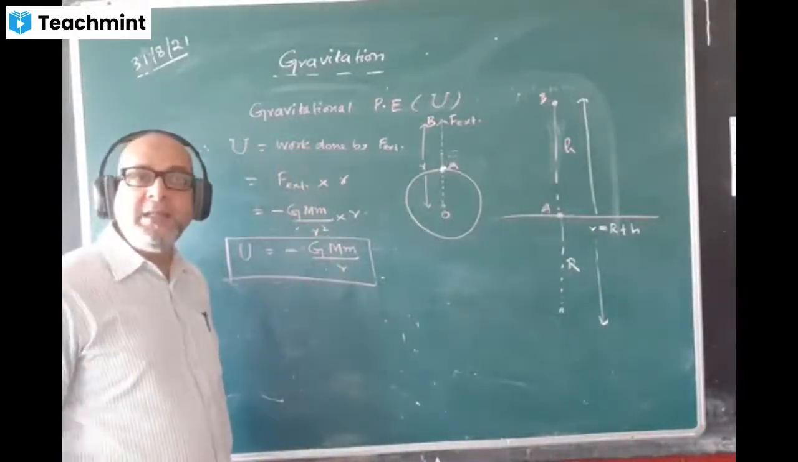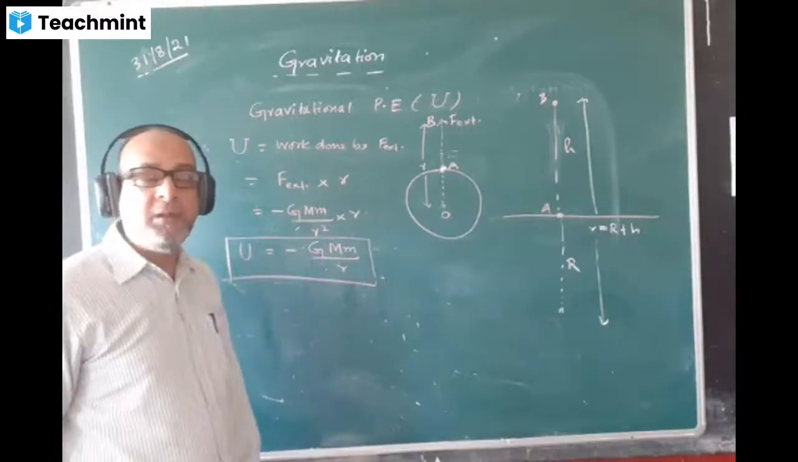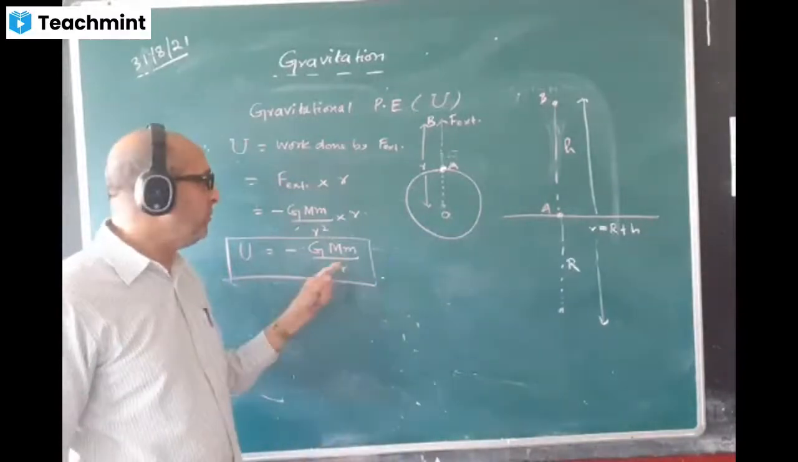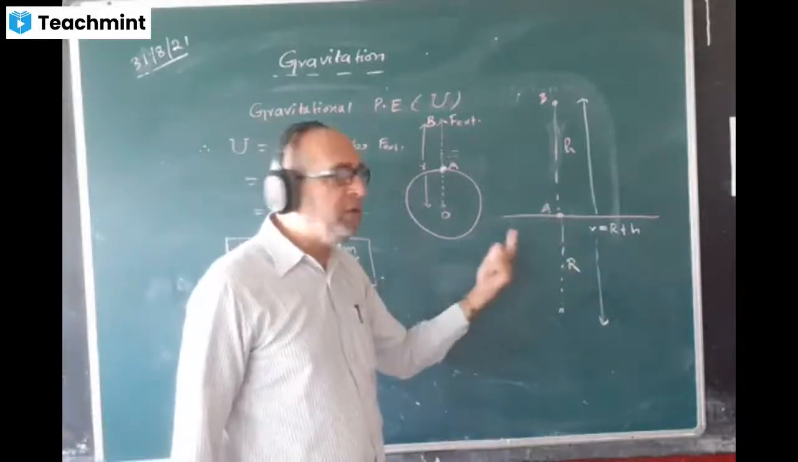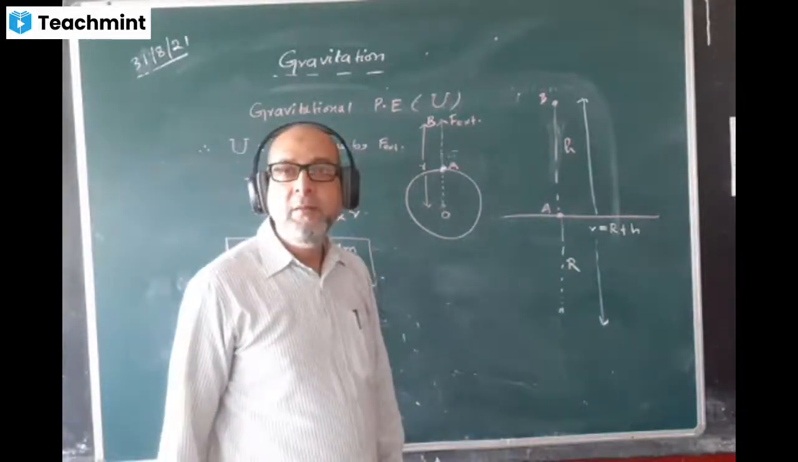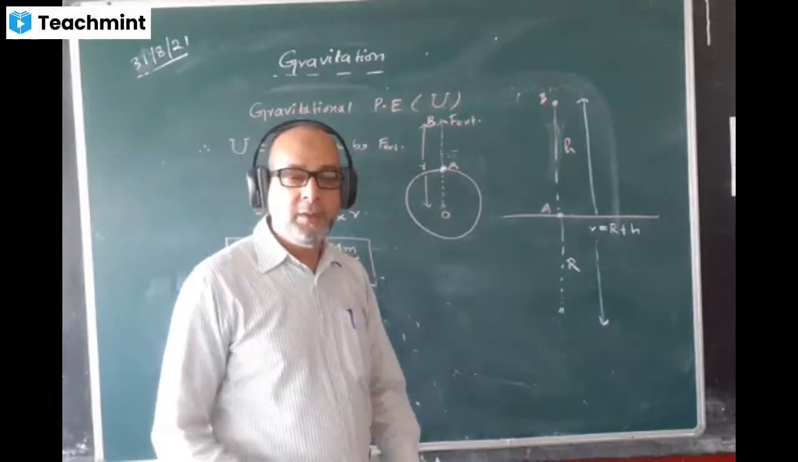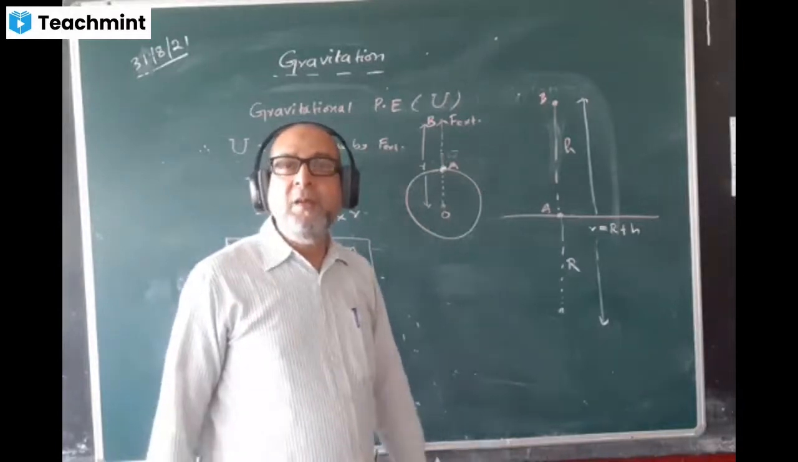And if a body lies exactly on the surface of the Earth, then small r is equal to capital R. If the body lies here only, then small r is equal to capital R. Okay, sir. Understood? Yes, sir. Now, give one heading now.